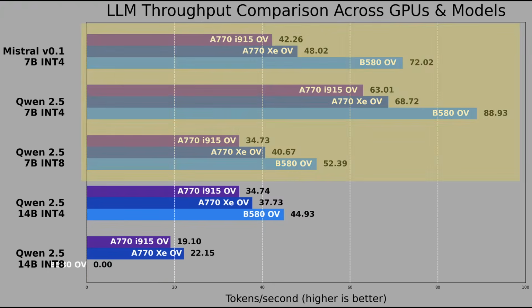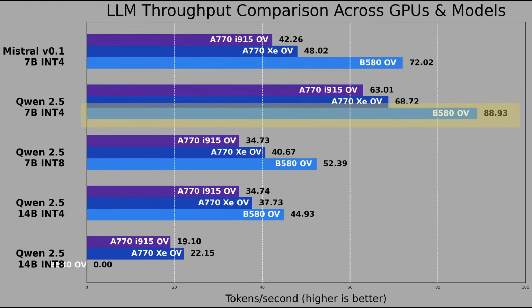All three 7 billion parameter models saw about a 50% increase in throughput versus the A770 with the Xe driver running OpenVINO. Qwen 2.5 7 billion Q4 reached nearly 89 tokens per second. Even Qwen 2.5 14 billion int4 ran faster on the B580 at about 45 tokens per second, roughly a 19% increase over the A770. I wasn't expecting this.